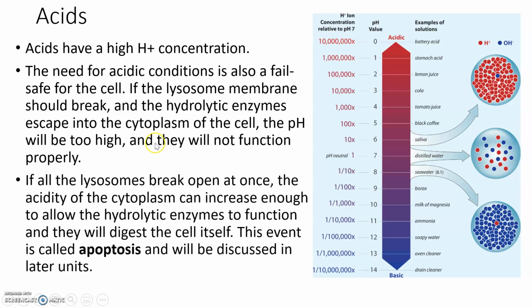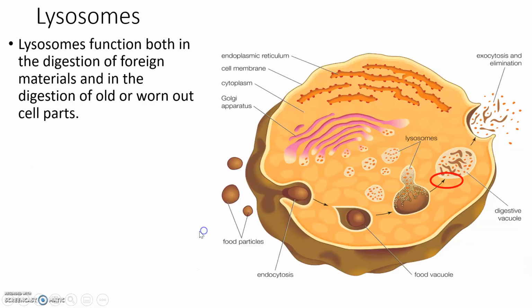So it's a fail-safe. Now, on the other hand, there is a very special process called apoptosis. That's programmed cell death. We'll discuss that later in units, where a cell breaks all of its lysosomes all at the same time, and there's enough increase in acidity that the hydrolytic enzymes can function, and basically the cell commits suicide, which is called apoptosis, by releasing all of its lysosomes at one time and kind of breaking itself up and recycling itself back into the organism.